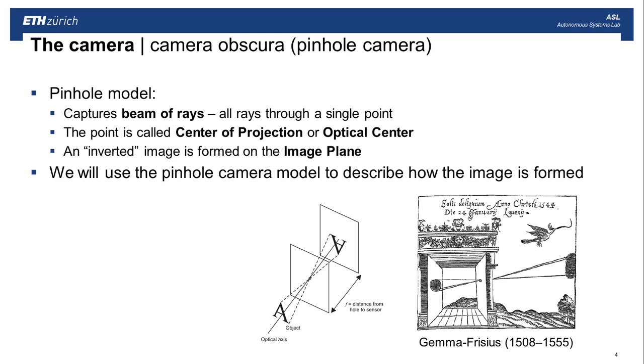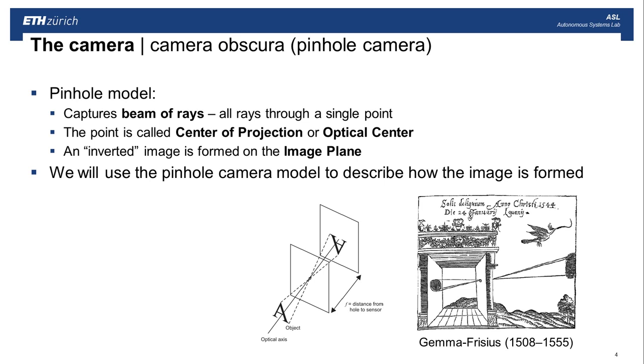The pinhole camera has been the first example of camera in the history, which eventually led to the invention of photography. The first published illustration of the camera obscura is from Gemma Frisius, who used this illustration here in his book to describe an eclipse of the sun.